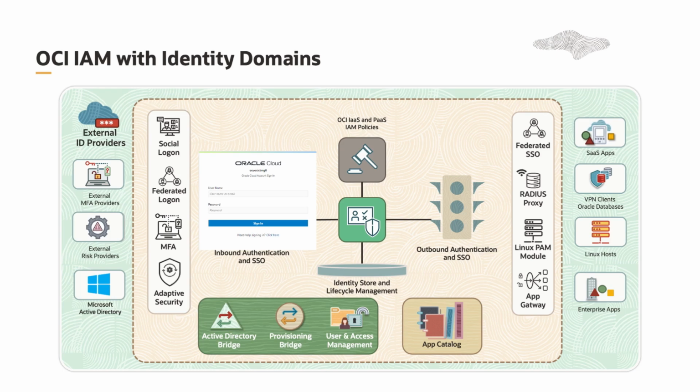So to summarize, we have seen four core capabilities of OCI IAM: inbound authentication, outbound authentication, identity lifecycle management, access policy control, and the protocols that IAM supports.